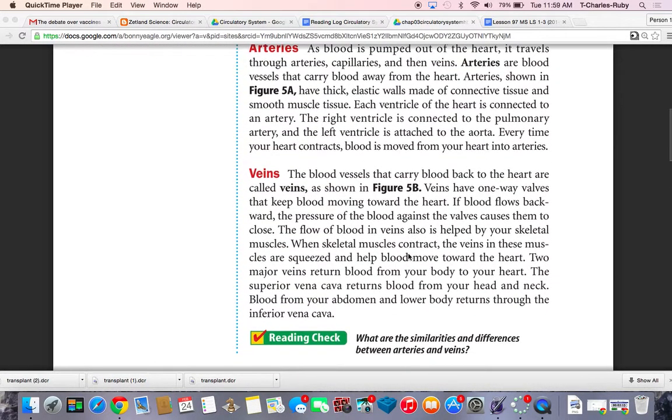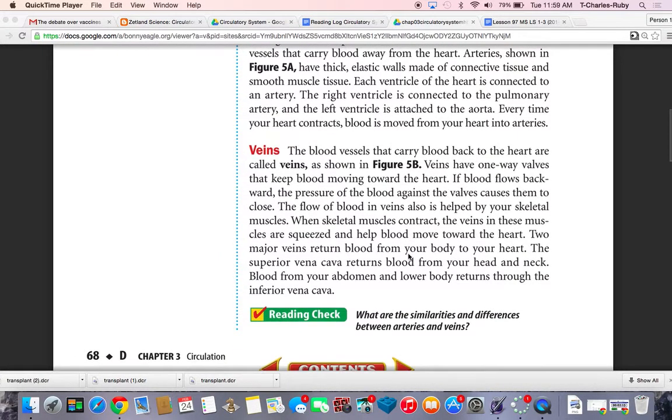Veins. The blood vessels that carry blood back to the heart are called veins. As shown in Figure 5b, veins have one-way valves that keep blood moving toward the heart. If blood flows backwards, the pressure of the blood against the valve causes them to close. The flow of blood in veins is also helped by your skeletal muscles. When skeletal muscles contract, the veins in the muscles are squeezed and help blood move toward the heart.